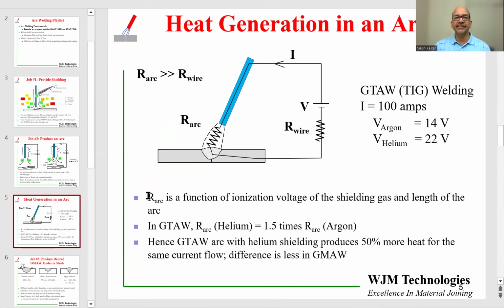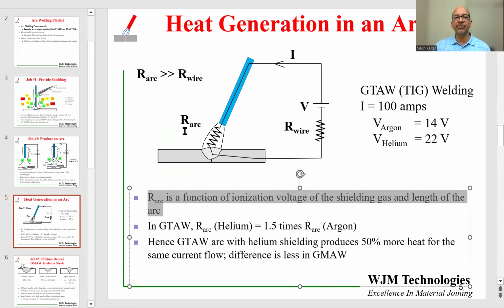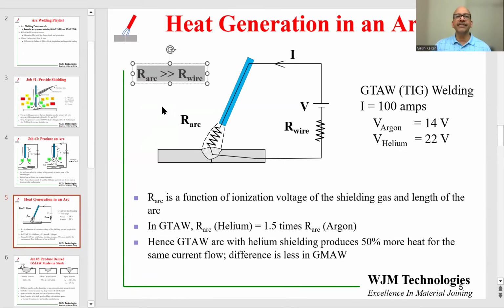The arc resistance is a function of the ionizing voltage of the shielding gas being used, as well as the length of this arc. So this arc resistance can be changed by changing the shielding gas or by changing the distance between the electrode and the part. Usually, the arc resistance is going to be much, much greater than the wire resistance, or should be, because we want all the heat to be dissipated or generated in the arc, not in the electrical circuit.